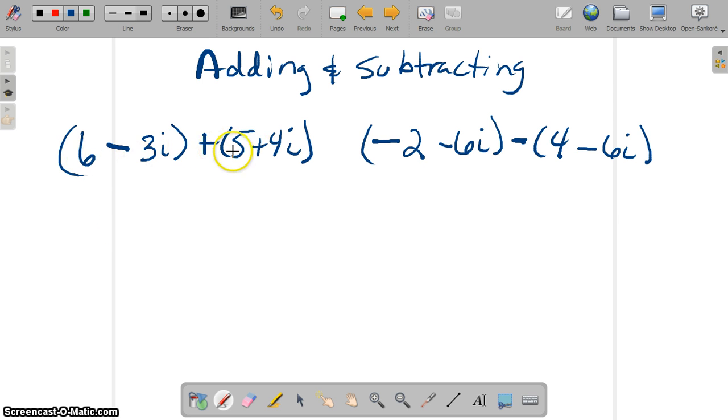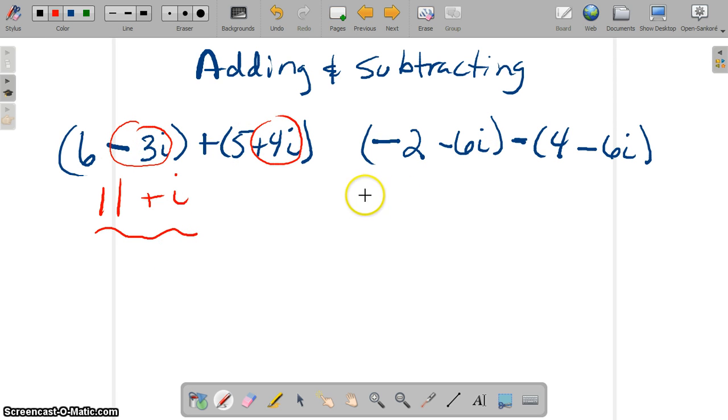So in this case, if we're adding these two complex numbers together, we add our real numbers together and get 11. Then we add our imaginary numbers together, which ends up being a plus i. Okay, negative 3i plus 4i. And this is our answer.